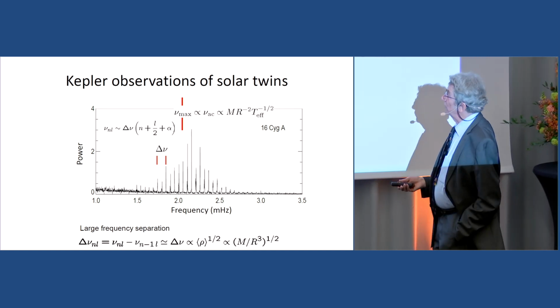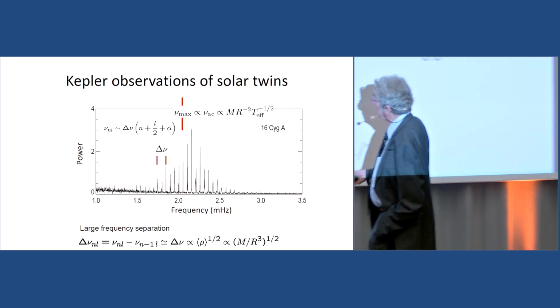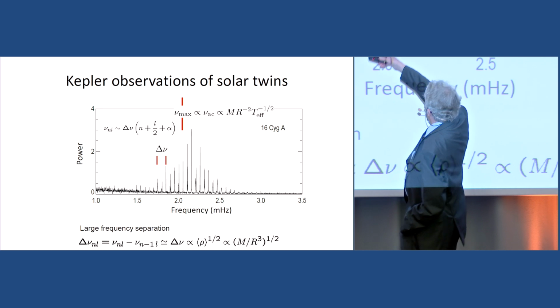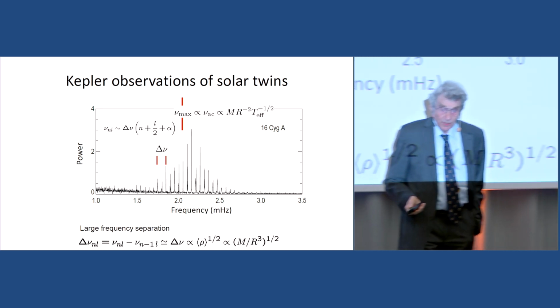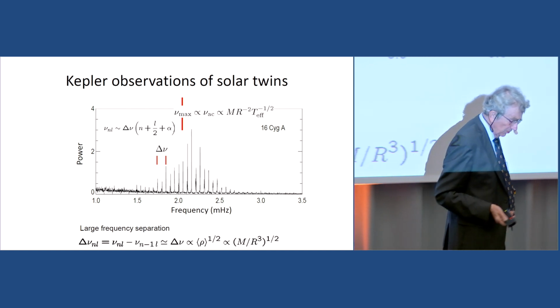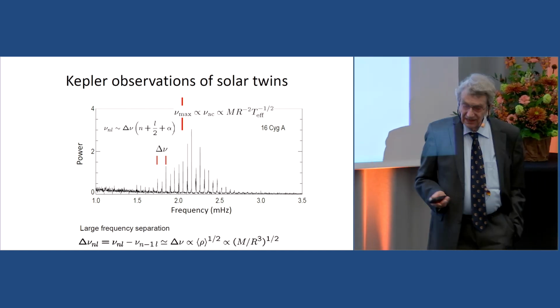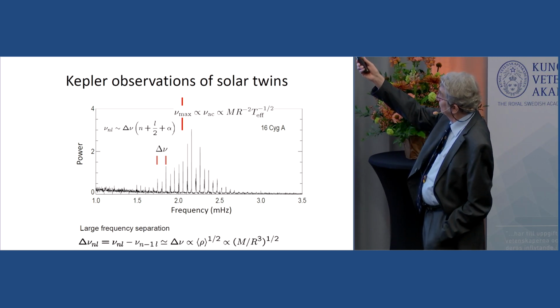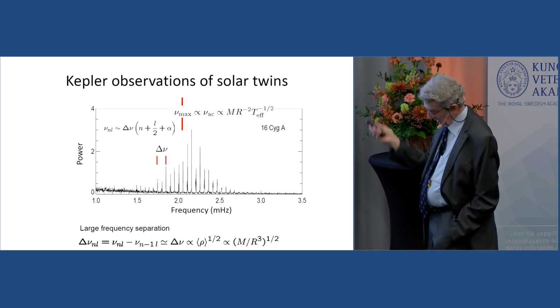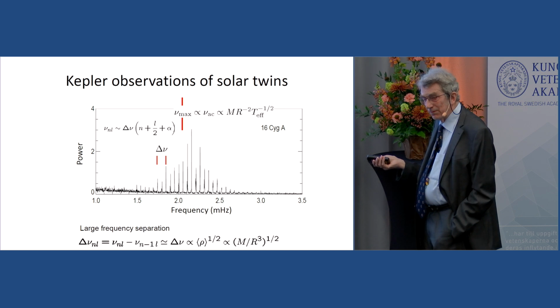The second thing we can measure is where most of the power in the oscillations is. The frequency where the power is the maximum. And for some reason that we don't understand, and that's something else that we should try to understand, that scales also with the mass and radius, mass divided by the radius squared. That's the surface gravity of the star.